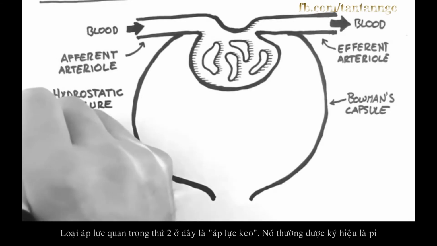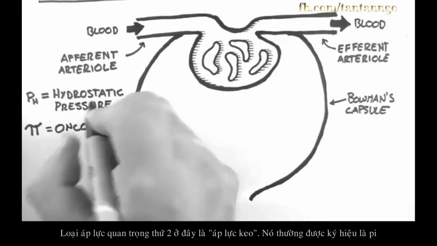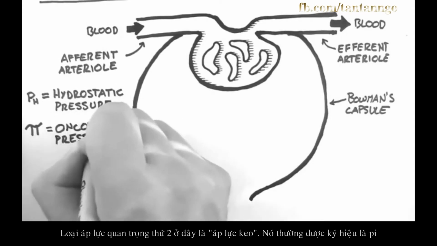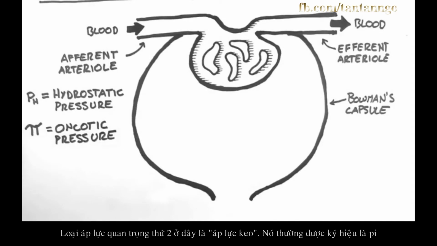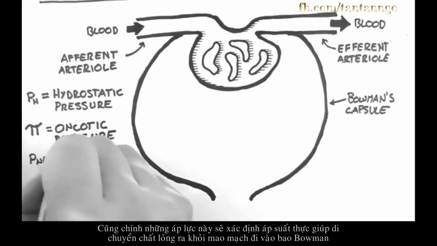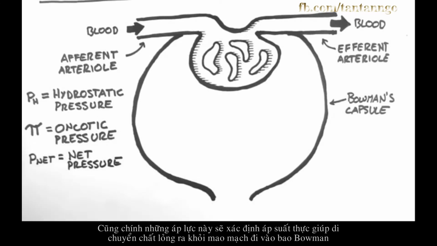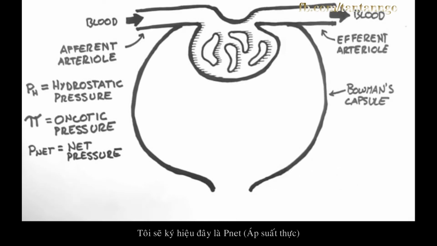The second important force here is the oncotic pressure, sometimes called the colloid oncotic pressure. This is usually denoted pi. This is a type of osmotic force which is exerted on fluids by the presence of proteins in the blood and tissues. Also, we'll use these forces to determine the net pressure moving fluid out of the glomerulus and into the Bowman's capsule. I'll denote this P net.